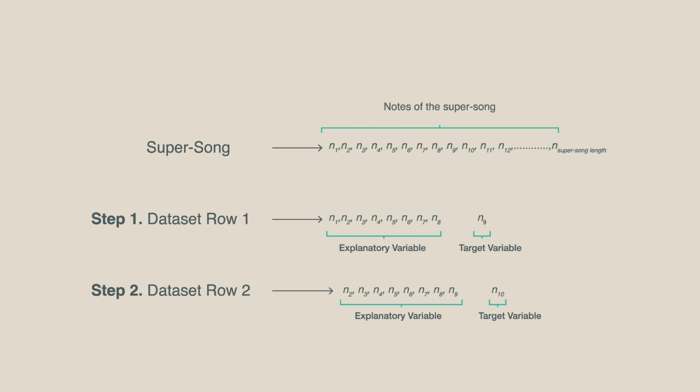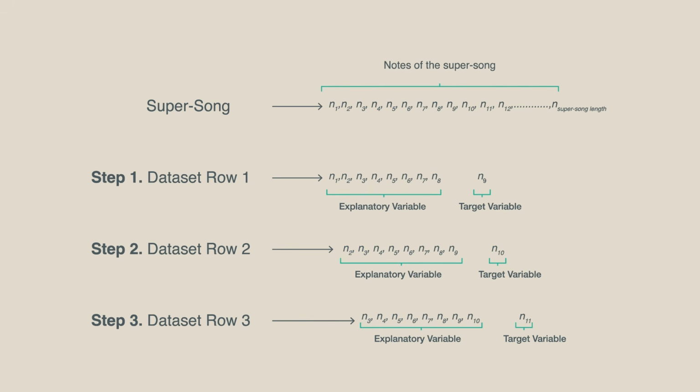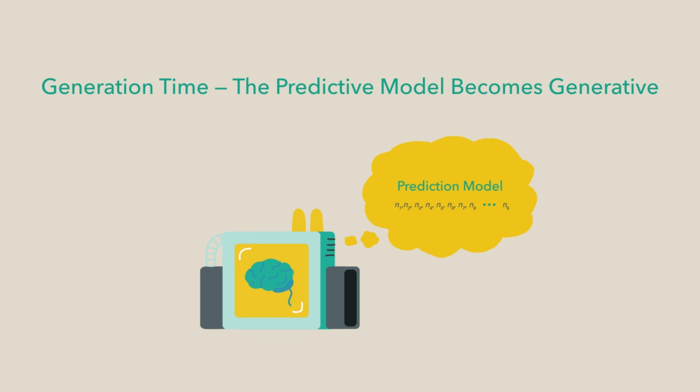We repeat this process sequentially, creating row after row, third, fourth, fifth, until we reach the end of the super song. This gives us thousands of training examples, each one teaching the model to predict the 9th note from the previous 8. As you can see, this is nothing more than a typical machine learning model that aims to understand the pattern that relates the explanatory variables, being now the first 8 notes of a melody fragment, to the targets, being the following one. And here's one of the most exciting things.